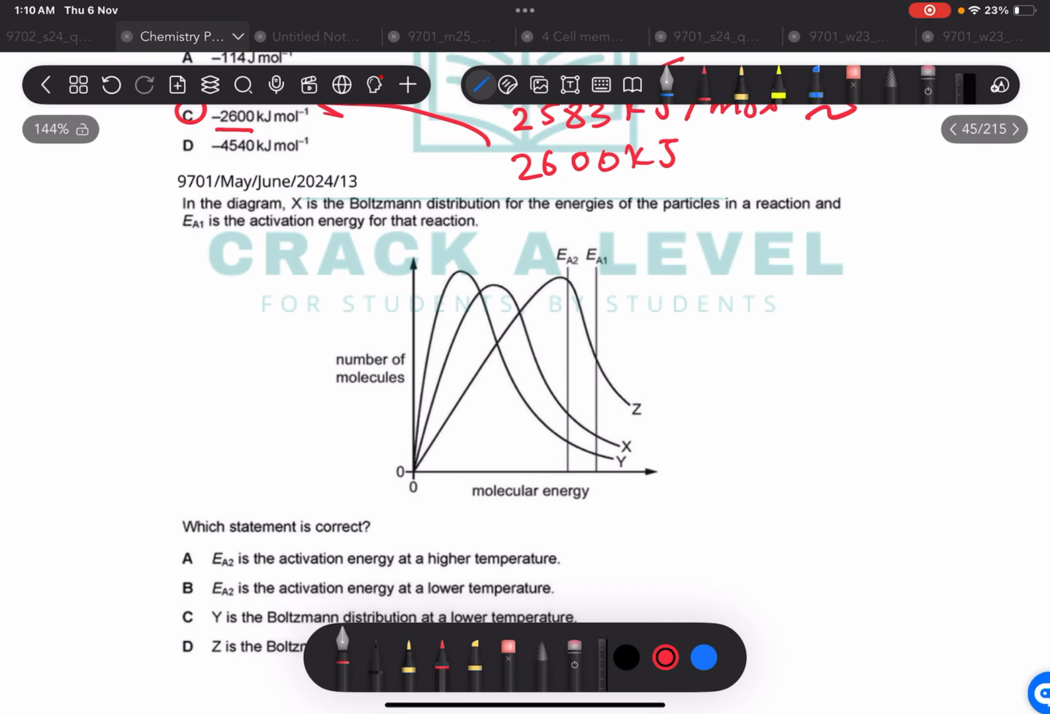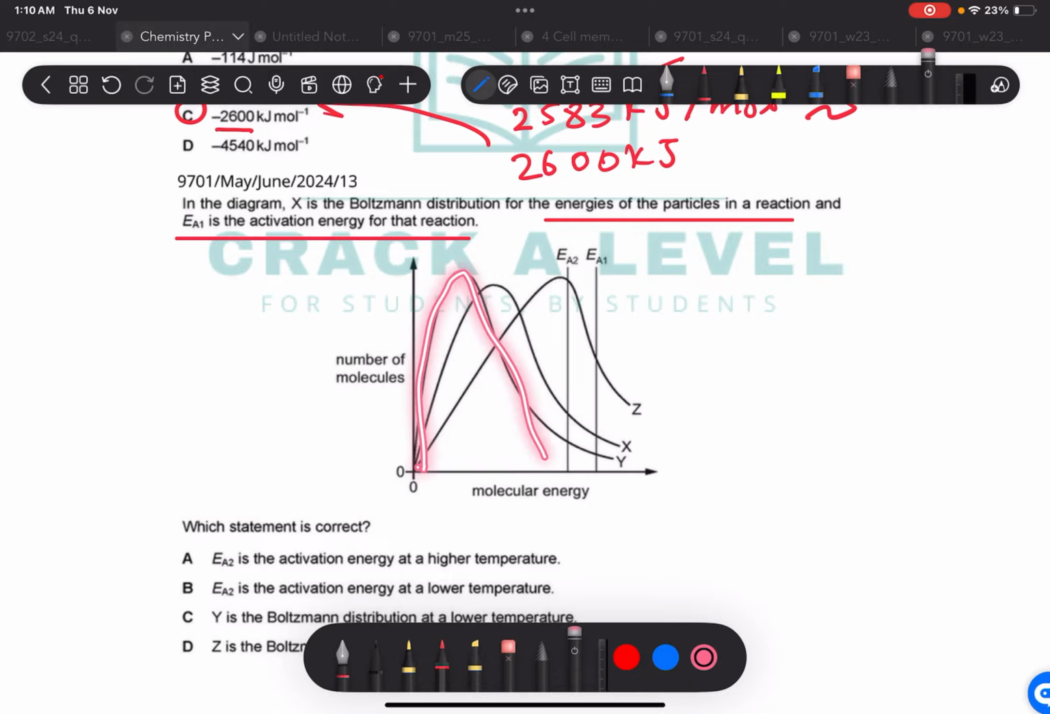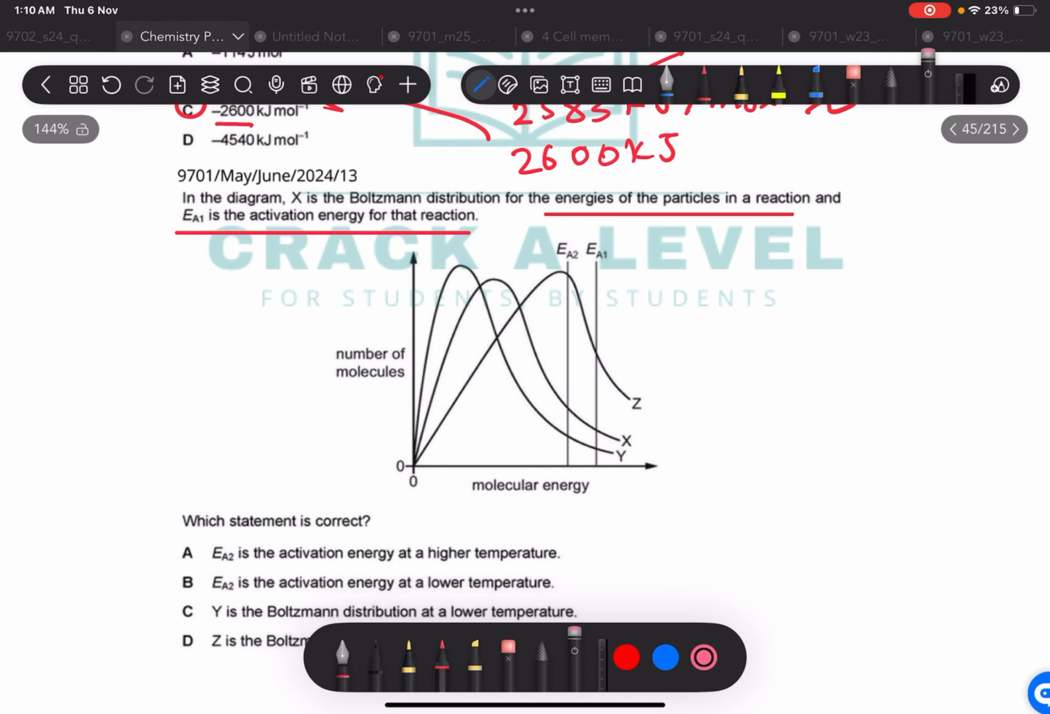Okay, the next part says that in the diagram, X is the Boltzmann distribution for the energies of the particles in a reaction, and EA1 is the activation energy of the reaction. Okay, so this is a very interesting question. We have a lot of Boltzmann curves drawn. This one, and this one. And EA1 is the enthalpy change for the reaction.